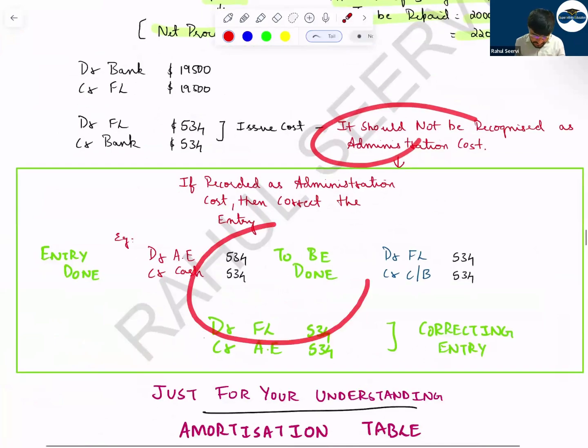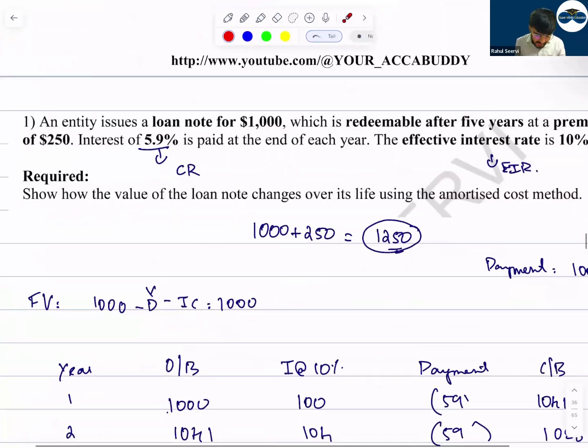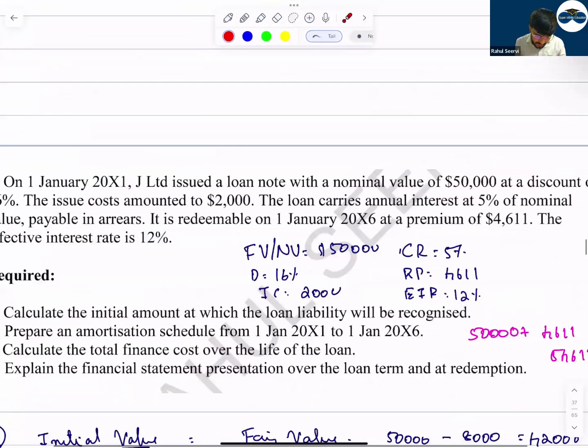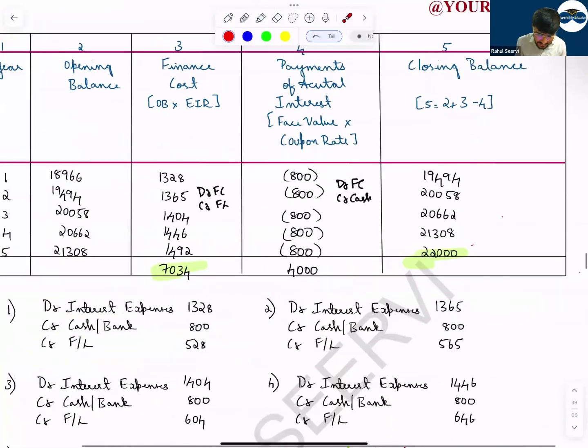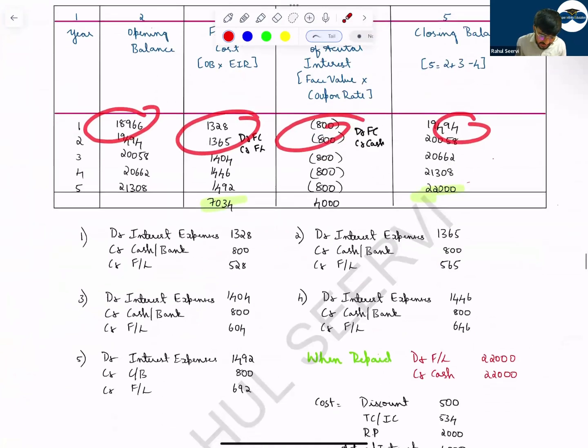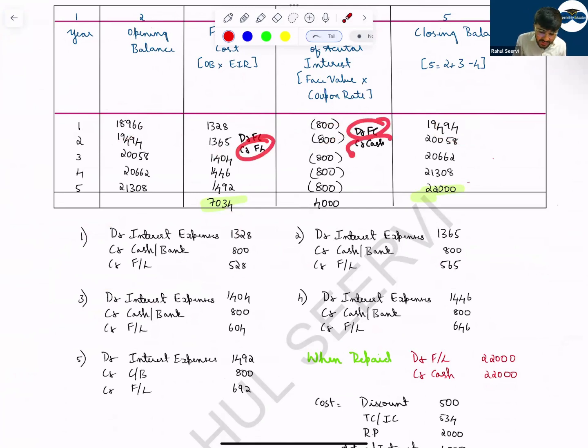So thus we had seen the amortization table. Then in the further amortization table, we had seen this was the opening value, this is the finance cost and payment. Then we had seen the entry we pass every year combined: debit finance cost, credit financial liability, debit financial liability and credit cash, which reduces it. So this is the combined entry.